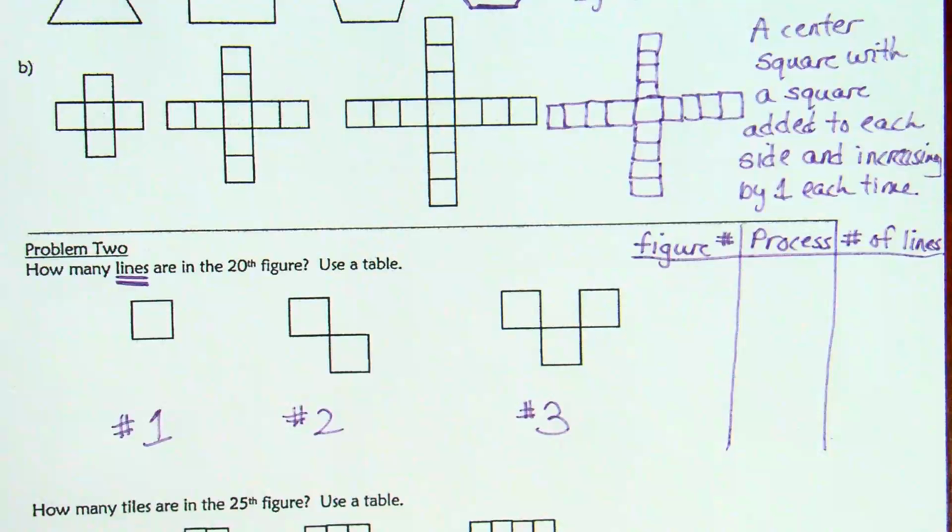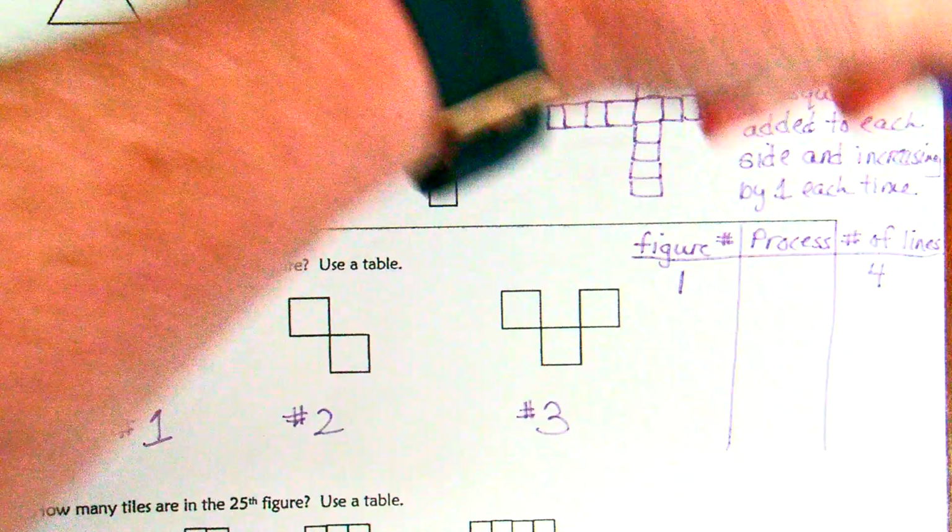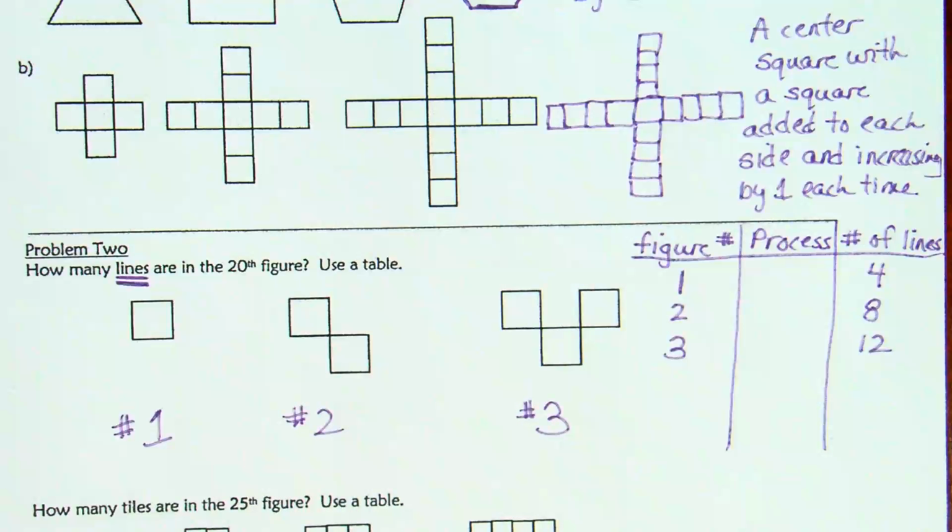Okay, so let's write down what we know. We already had figure 1, and figure 1 had how many lines? 4. Figure 2 had 8, and figure 3 had 12. So you'll notice I filled in my left column and my right column. Now that middle column is what connects the two. So what is the connection between figure number and number of lines? We've already done this essentially, but how are 1 and 4 connected? In the same way, how are 2 and 8 connected? How are 3 and 12 connected? What are we doing?